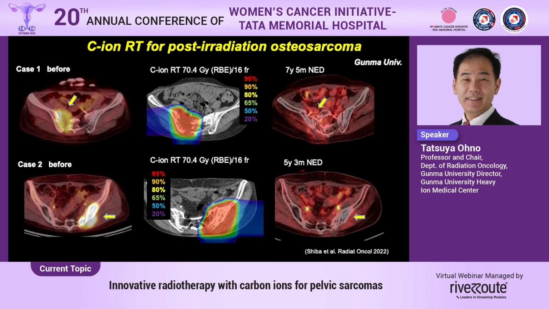Radiotherapy can induce second cancer. In this slide, both cases had a past history of radiotherapy for pelvic malignancy. Osteosarcoma is well known as an X-ray resistant tumor, and surrounding normal tissues had previously received a radical dose. In spite of such a challenging environment, the osteosarcoma arising from the irradiated site was well controlled by carbon ion radiotherapy.